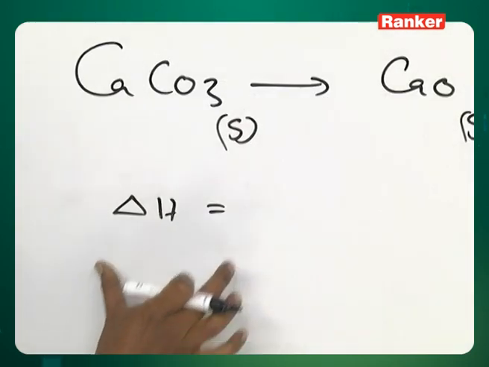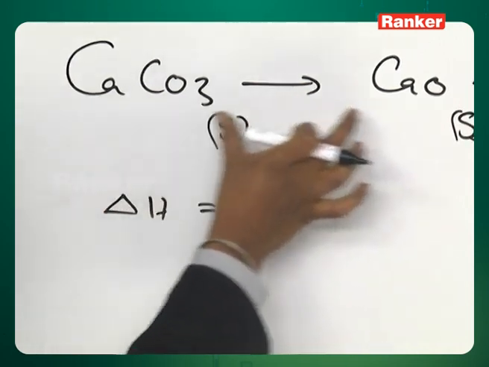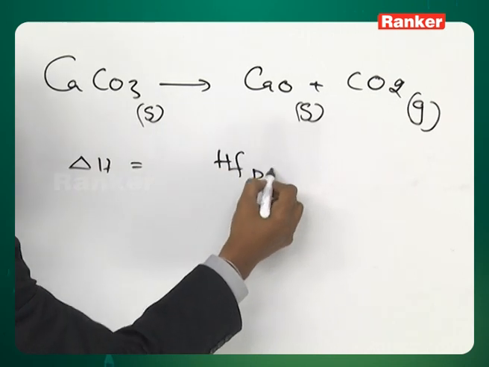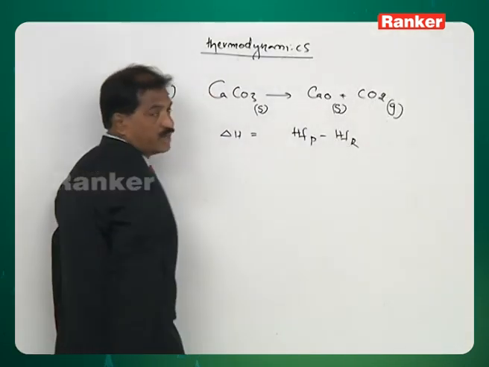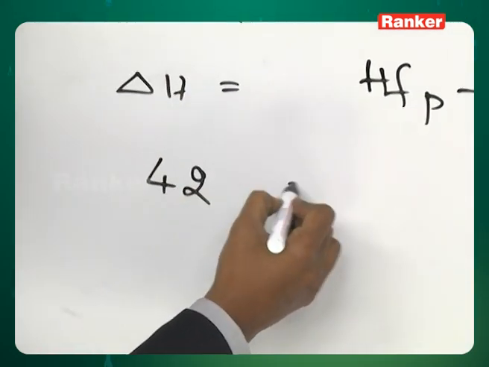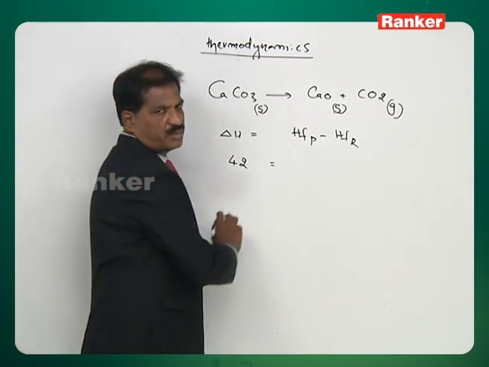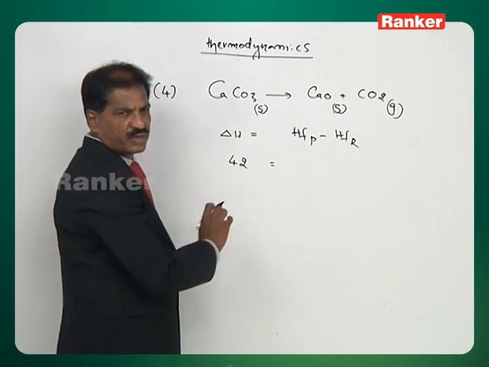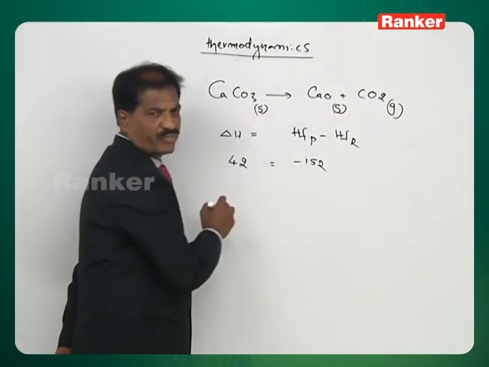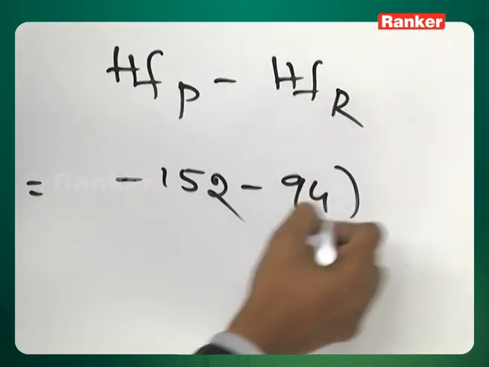In general, for a given reaction, if the total enthalpy change is given, and the enthalpies of formation of the reactants and products are given, the formula is enthalpy of formation of the products minus enthalpy of formation of the reactants. Here the net enthalpy change taking place in the reaction is given as 42 kilojoules per mole. Next, the enthalpy of formation of the products. One product is calcium oxide, so its enthalpy of formation is minus 152. Next, CO2 is minus 94.